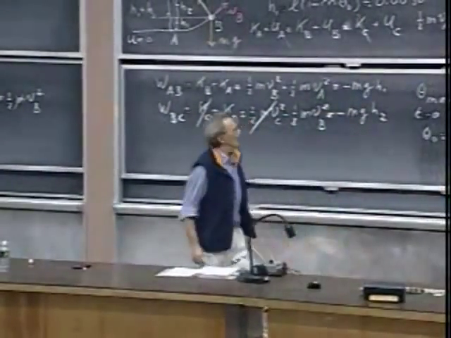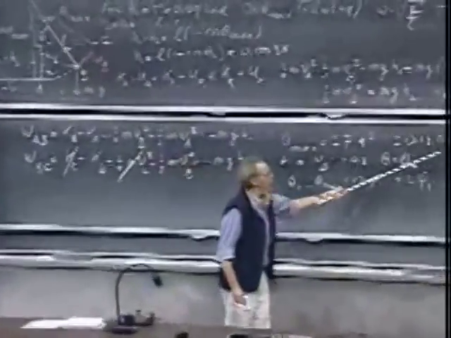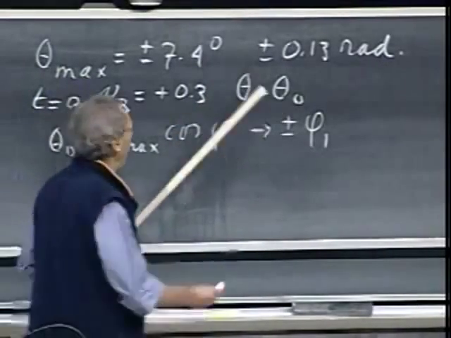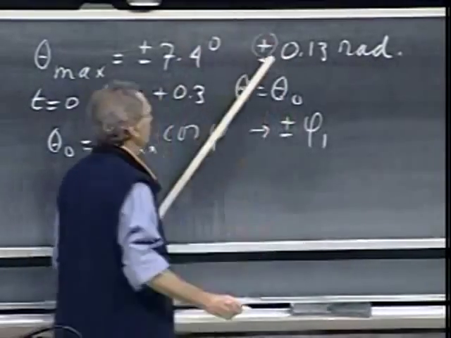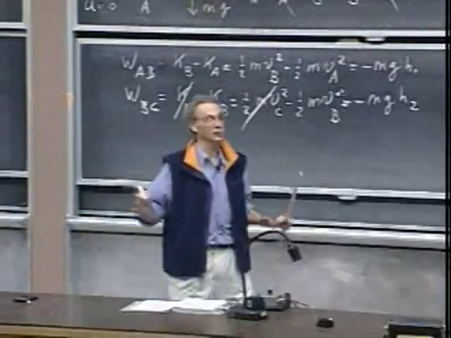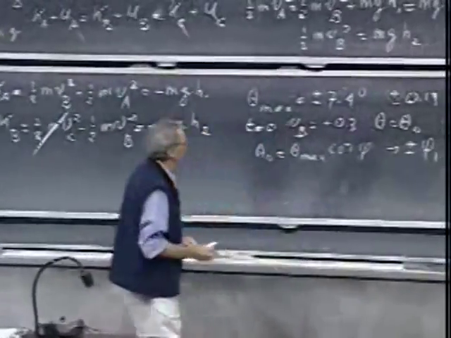By the way, when you find that theta maximum equals plus or minus 0.13 radians, you could have picked either plus or minus. I picked the plus. If you would have picked the minus, you would have found a different phase angle. Just want to remind you that I picked the plus in whatever follows.